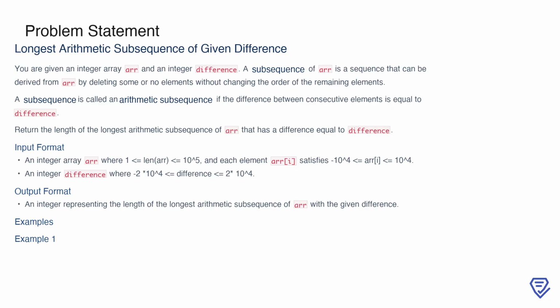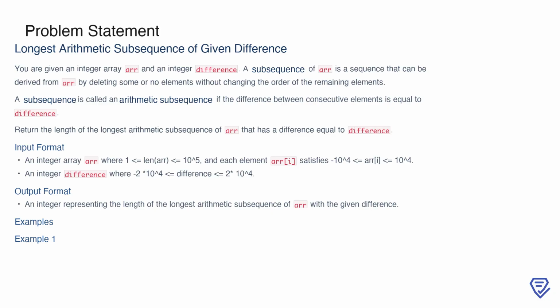Now, an arithmetic subsequence is one where the difference between consecutive elements in the sequence is constant, and in this case, the difference must equal the given difference value. The goal is to determine the maximum length of such a subsequence that can be formed from ARR.